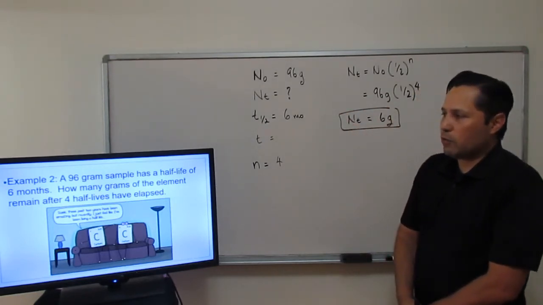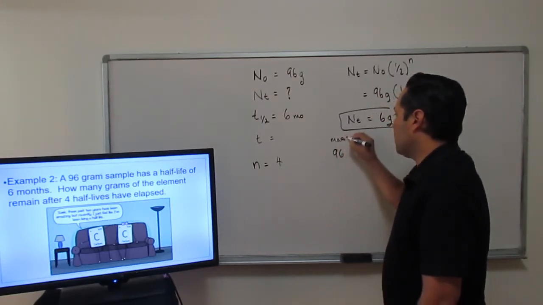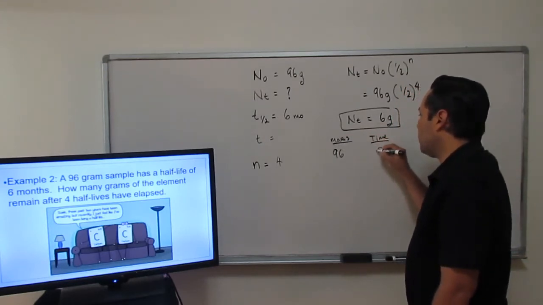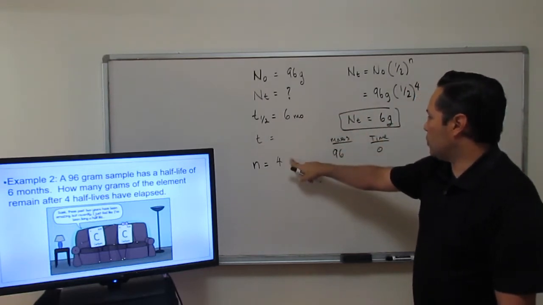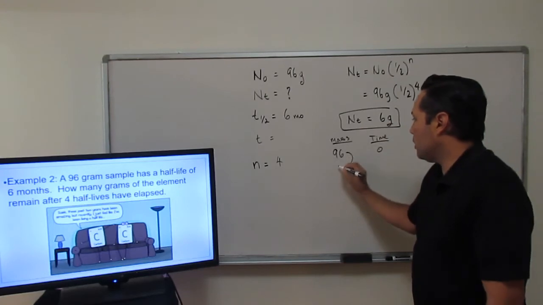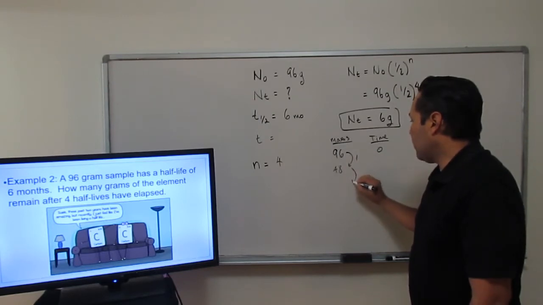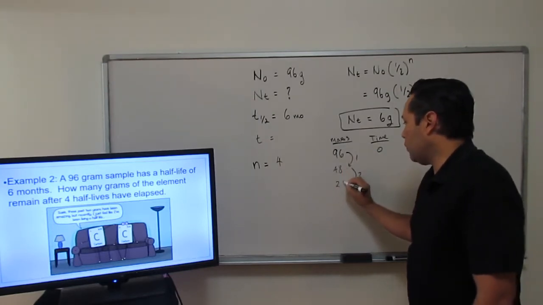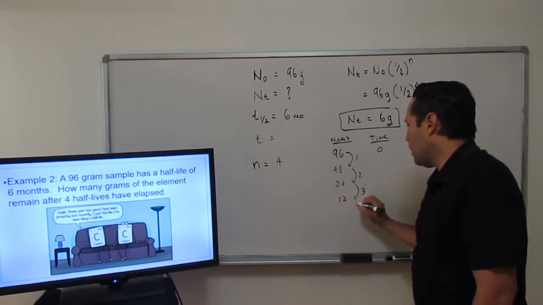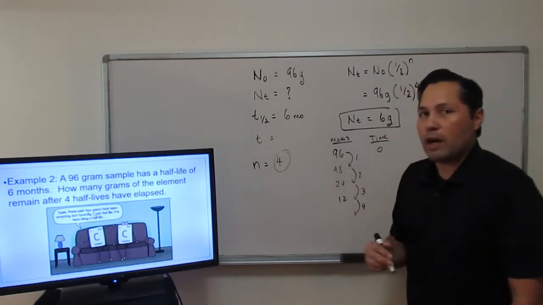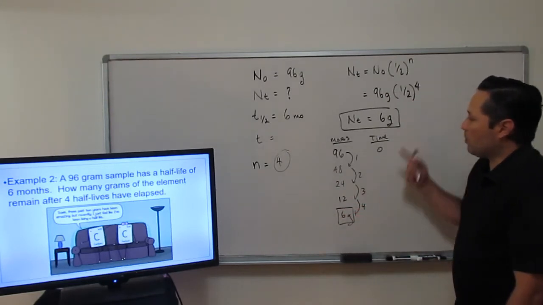Alright, next, how would you solve that as a table? Well, much the same way. I would start with 96. This is our mass. And the time, you always start the time with 0. Half-life is 6 months, but we don't even need that. We only need to go 4 half-lives. Half of 96 will give you 48. That's 1 half-life. Our second half-life, half of that is 24. Our third half-life, half of 24 is 12. And our fourth half-life, since they told us 4 half-lives went by, half of 12 will be 6. So 6 grams. So there are your 2 separate methods you can do it.